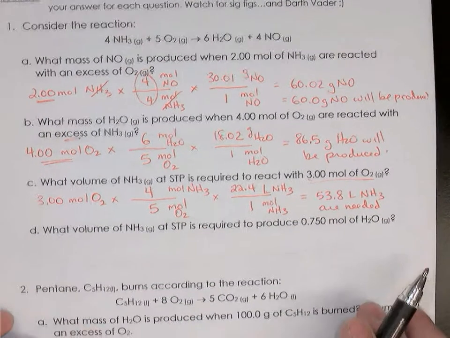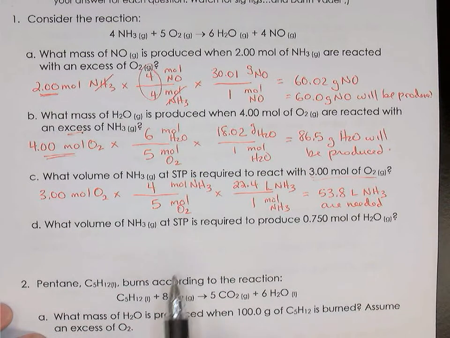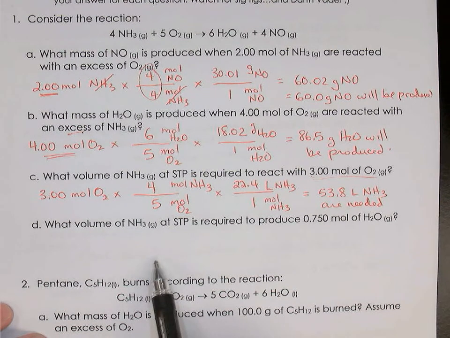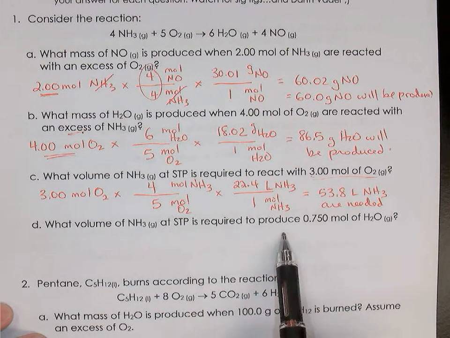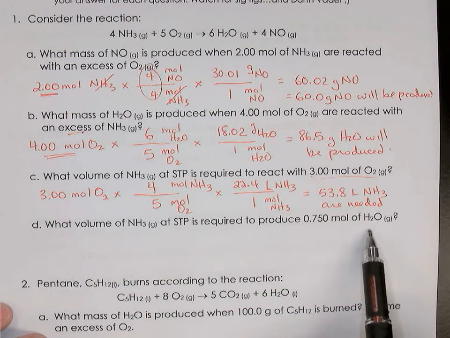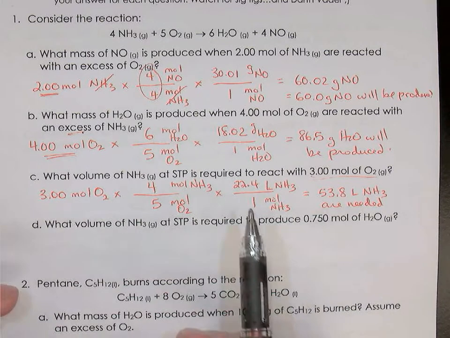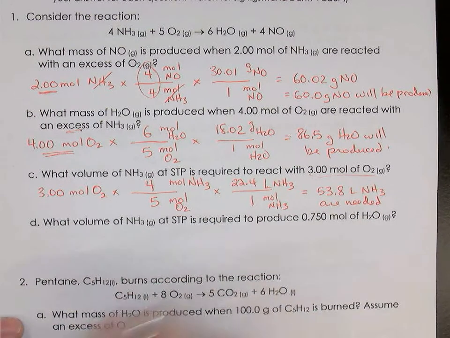The fourth question, the fourth part of this first problem, wants to know what volume of ammonia, one of our reactants, measured at STP, do we need to produce 0.750 moles of water vapor. So this time we're asking how much of one reactant would we need to produce a certain amount of a product. We'll set it up in exactly the same way that we've done these others.